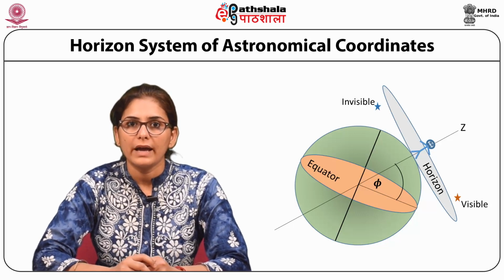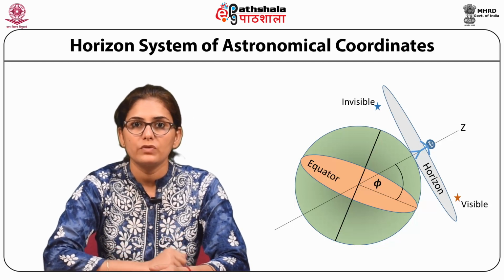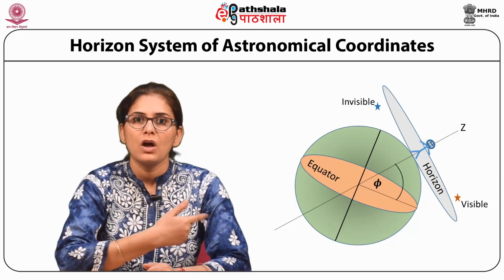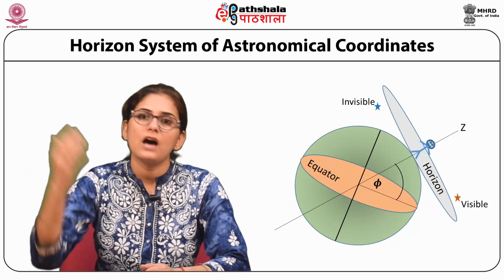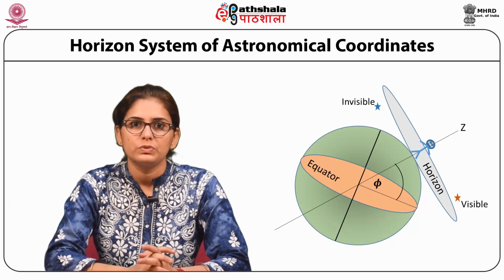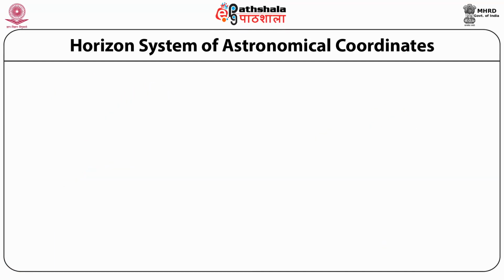So we draw a line through the observer passing through the center of the earth, and the plane which is perpendicular to this line passing through the center is called the horizon of the observer. Objects above the horizon are visible to the observer, and objects below the horizon are not visible to the observer. These objects are said to have set. We will see 2 examples of horizon.